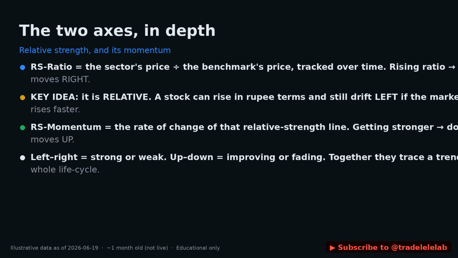Now the vertical axis, the RS momentum. This is just the momentum, the rate of change, of that same relative strength line. When the sector is not only strong, but getting stronger, momentum is positive, and the dot sits in the upper half. When the sector is losing relative ground, momentum turns negative, and the dot falls into the lower half. So, to summarize, left and right tell you strong or weak, up and down tell you improving or fading. Two simple measures, but together, they capture the entire life cycle of a trend, from birth to peak to decline.